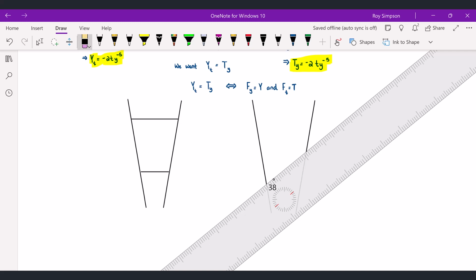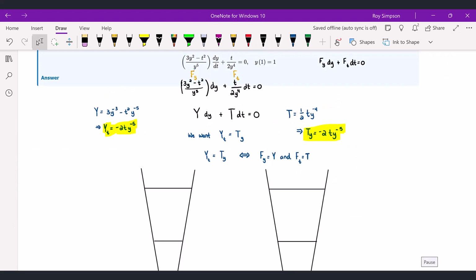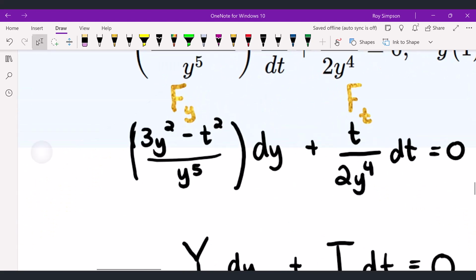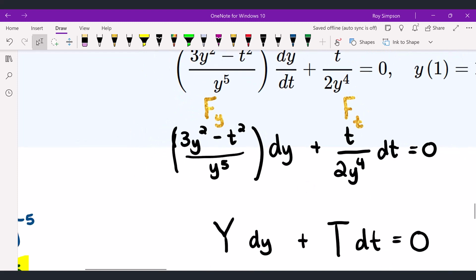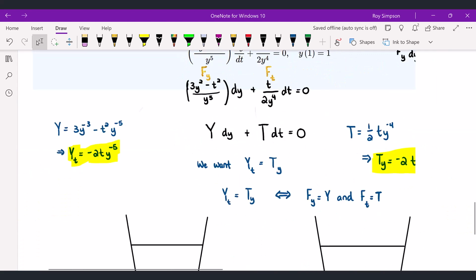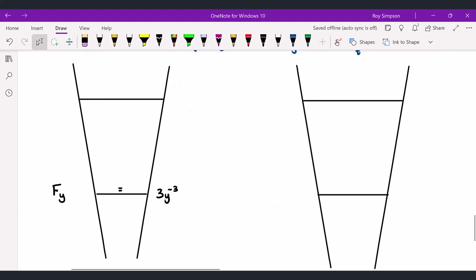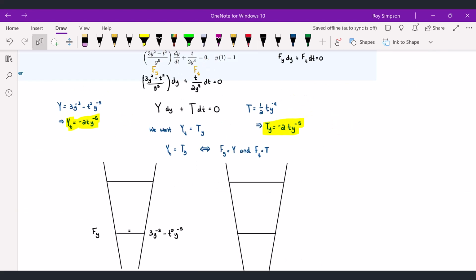And what I'm going to do is list out what we have said f sub y is and what we said f sub t is. And I'll have a ladder related to y and related to t. All right, so we know that f sub y is 3y squared minus t squared over y to the fifth. Well, a better way to write that is 3y to the negative third minus t squared y to the negative fifth. So let me write that down. All right, and on the other ladder, I'm going to write what f sub t is.